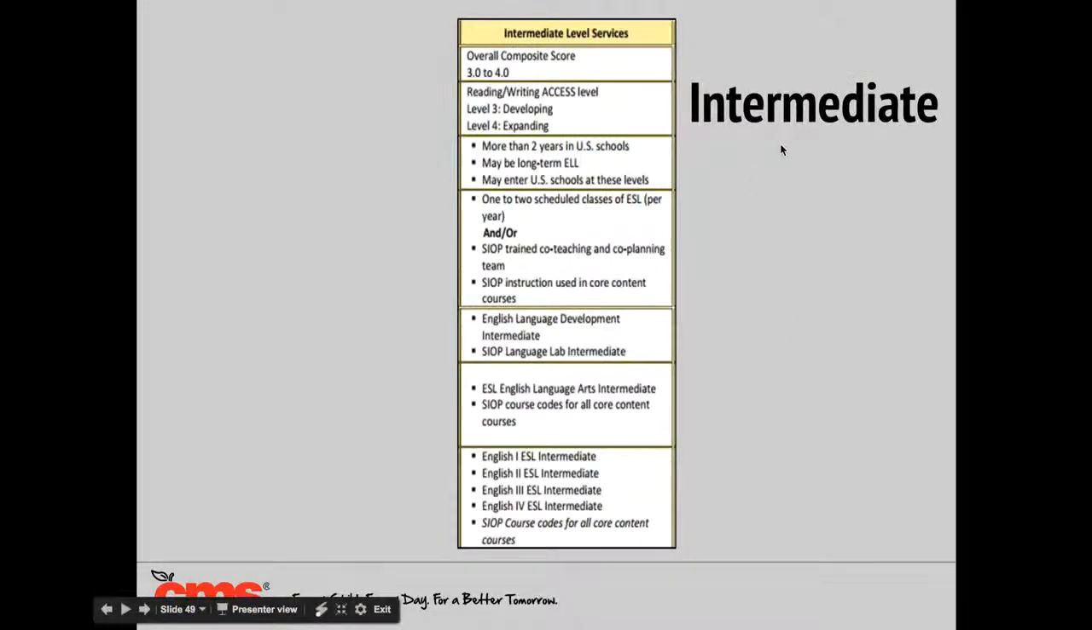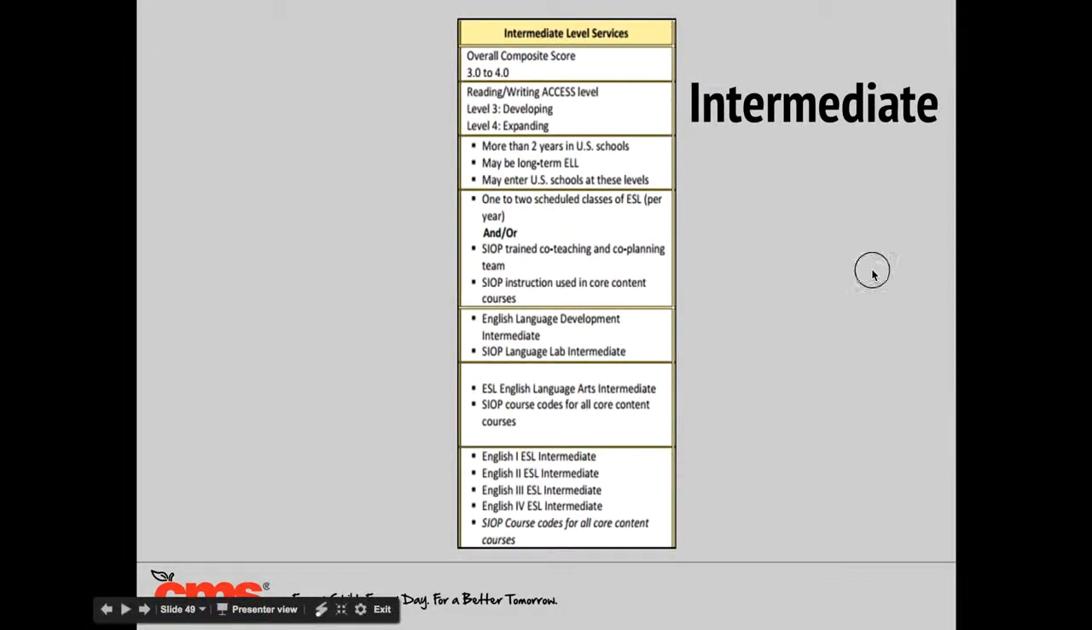Now here are our intermediate recommendations. Usually levels 3s and 4s on their tests. Probably been in U.S. schools more than 2 years. Could be a long-term L. We have a lot of students who just can't jump over into those higher test scores. And then we recommend 1 to 2 scheduled classes of ESL a year for them, along with our SIOP courses.